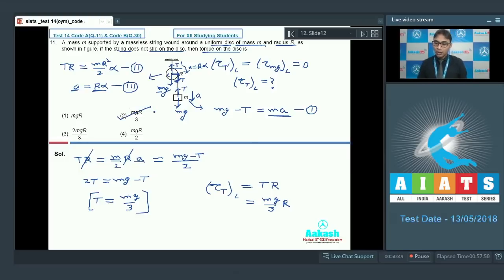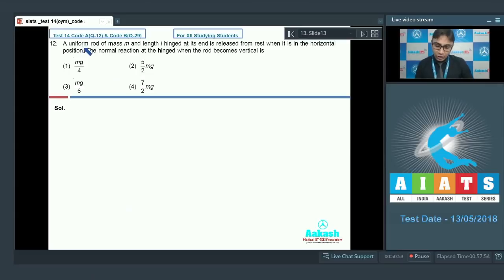Now let's move to question number 12. In question number 12, it says that a uniform rod of mass m and length L hinged at its end is released from rest when it is in horizontal position. The normal reaction at the hinge when the rod becomes vertical is. So this question says that there is a horizontal uniform rod of mass m and length L hinged at its one end. Let's say this is hinged at this point O, having mass m and length L.